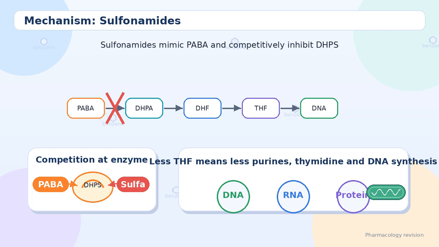This decreases formation of tetrahydrofolic acid, which is required for synthesis of purines, thymidine, and some amino acids. The final result is impaired DNA, RNA, and protein synthesis, producing a bacteriostatic effect. Human cells are less affected because humans obtain folic acid from the diet instead of making it de novo.